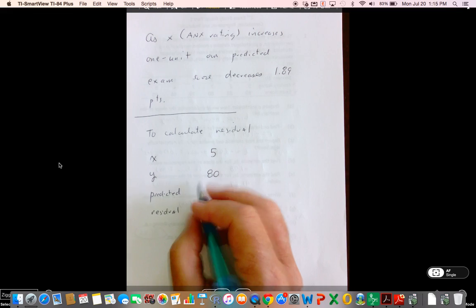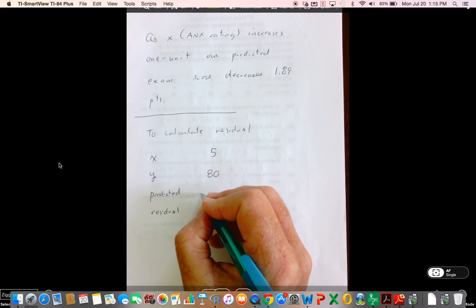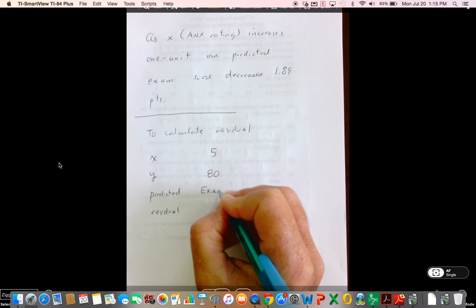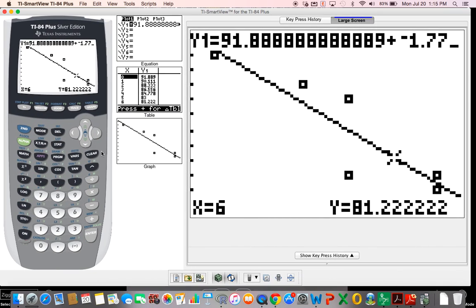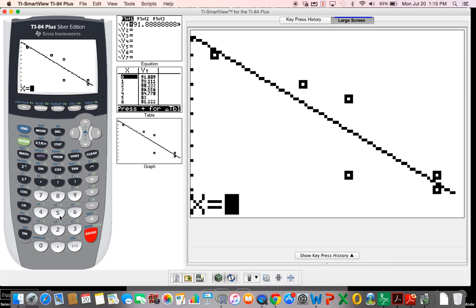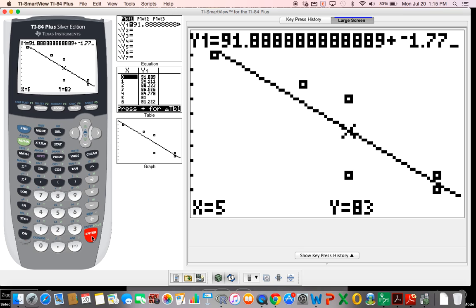The predicted value: we're going to take our 5 and put it in our model. So I'm going to go back to the calculator and do that. So the predicted value for this student would be an 83, which I wrote there, using my calculator.